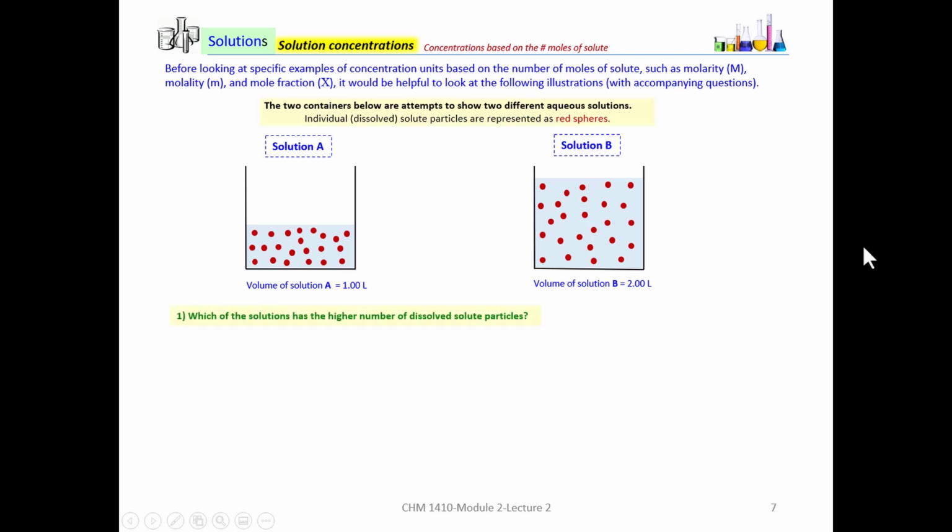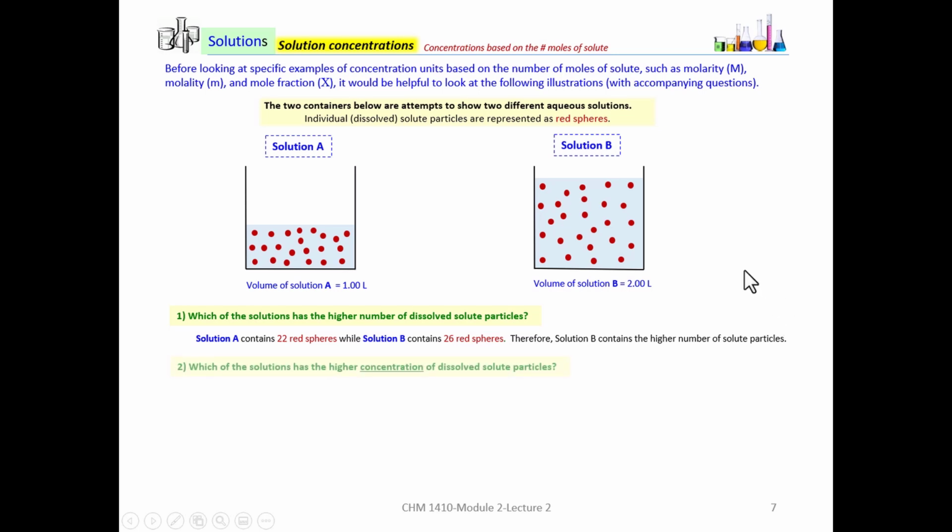We have a couple of questions to ask about these solutions. The first would be, which of the solutions has the higher number of dissolved solute particles? Well, that should be easy. Let's just count the red spheres in each one. There's 22 red spheres in solution A, 26 red spheres in solution B, so therefore solution B contains the higher number of dissolved solute particles.